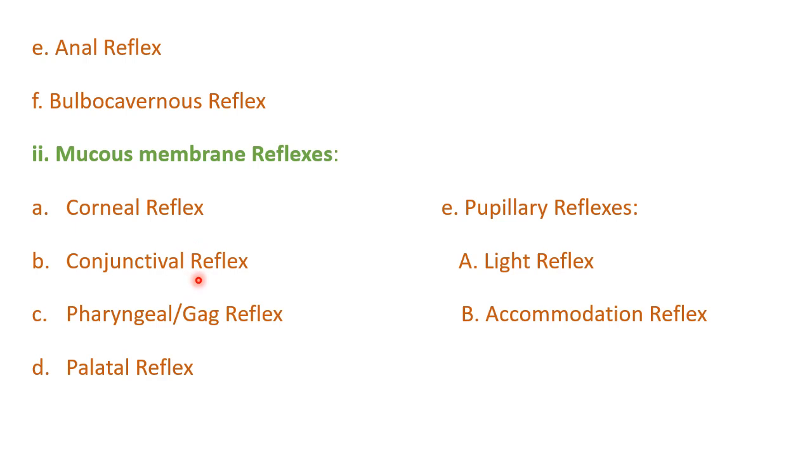The mucous membrane reflexes are the corneal reflex elicited from the cornea, and the conjunctival reflex from the conjunctiva. These two reflexes protect the eye. The pharyngeal and gag reflex is seen in the pharynx, and that is why we gag whenever anything enters our pharynx. Then the palatal reflex, which is also a very protective reflex. The last one is the pupillary reflex, which has the light reflex and the accommodation reflex. Some physiologists take up the pupillary reflexes as a visceral reflex, as the autonomic nervous system is also involved, but here we have taken this up in superficial reflexes as a mucous membrane reflex.